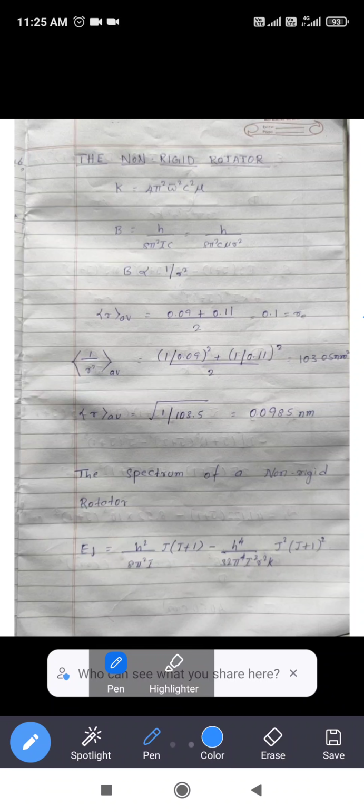There is a change in radius, bond length. We can change in the bond length. Okay, so this is about the non-rigid rotator. So next we discuss about the spectrum of a non-rigid rotator.